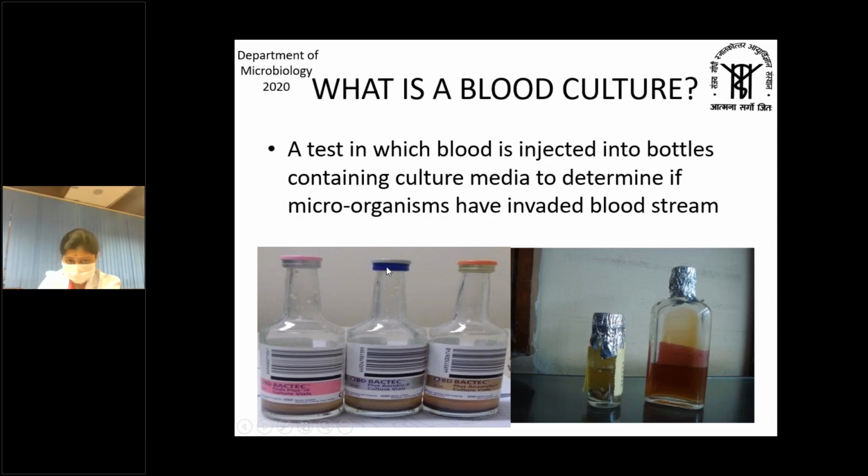We have 3 color-coded bottles. One is the aerobic vial, the blue colored one. The orange colored one is the anaerobic vial. Most of you do not know that there is a third vial available, which is the pediatric vial, and it has a pink cap, the Peds Plus vial. There are also fungal culture bottles available, however we do not have them at our institute. But for Candida infections, the blood has to be inoculated in the aerobic culture vial only.